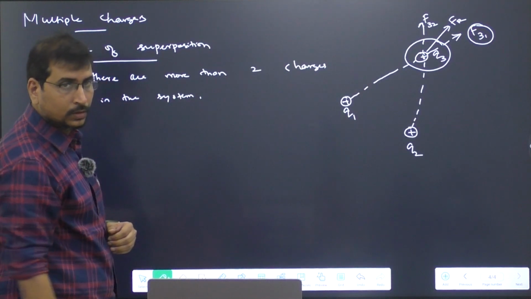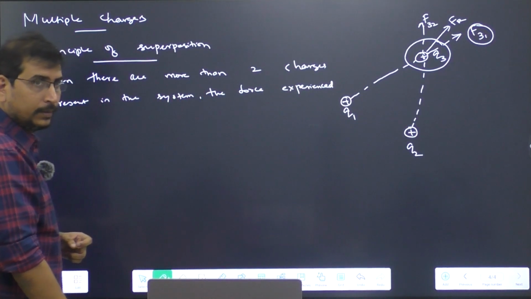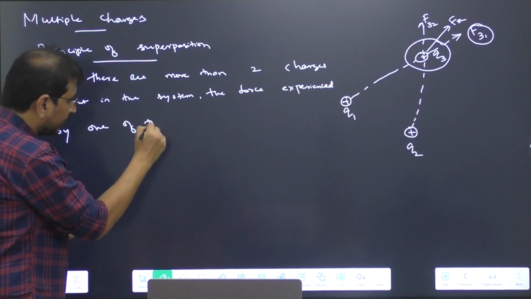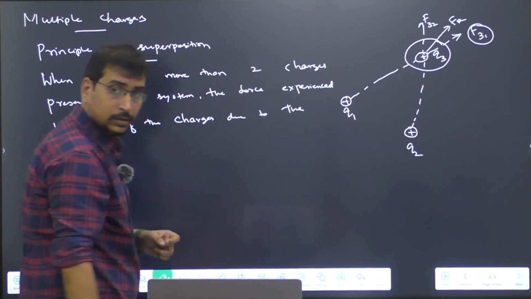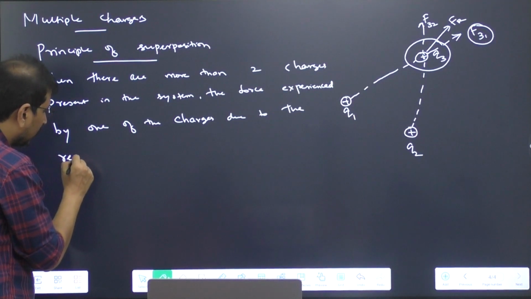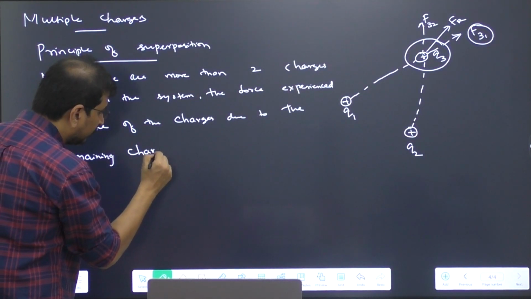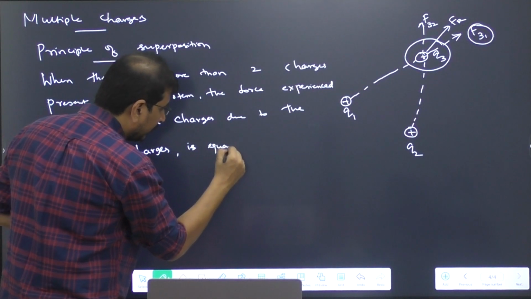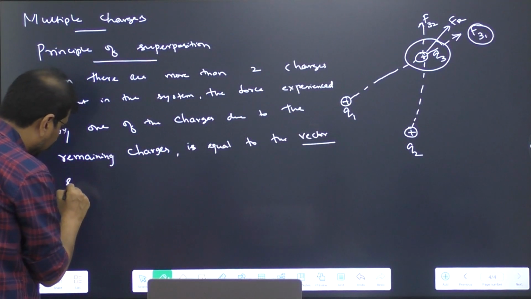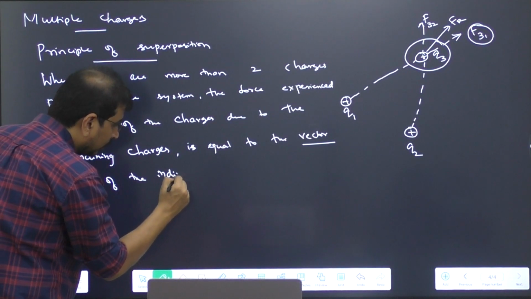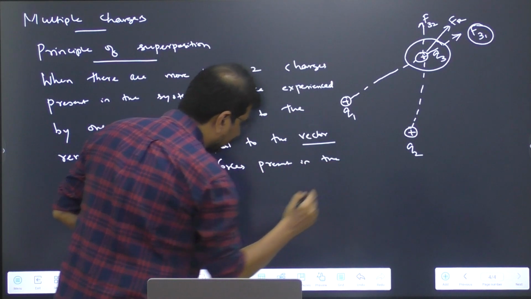what will we do? The force experienced by one of the charges due to the remaining system, right? Due to the remaining system. See, in this example, I took 2 charges, not necessarily always you will have 3, right? So due to the remaining charges is equal to what? Is equal to the vector sum. I need to underline this. Is equal to the vector sum of the individual forces present in the system.